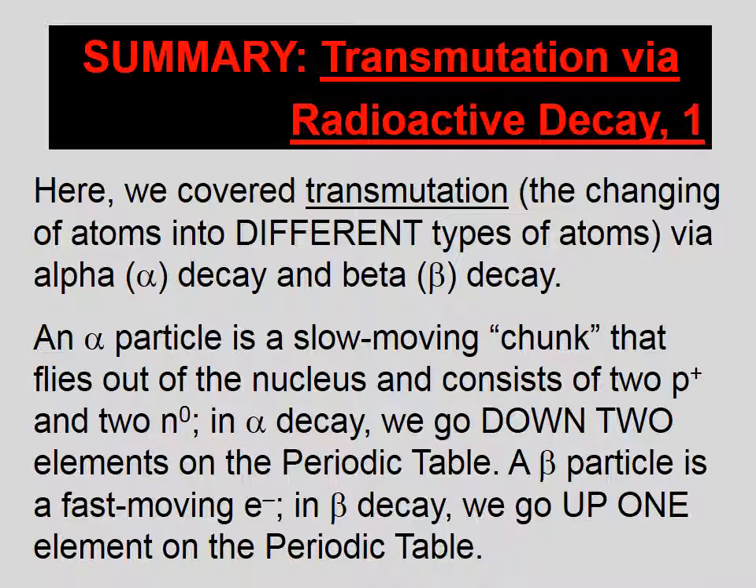Let's summarize. Here we covered transmutation, the changing of atoms into different types of atoms via alpha decay and beta decay. An alpha particle is a slow-moving chunk that flies out of the nucleus and consists of 2 protons and 2 neutrons. In alpha decay, we go down 2 elements on the periodic table. A beta particle is a fast-moving electron. In beta decay, we go up 1 element on the periodic table.